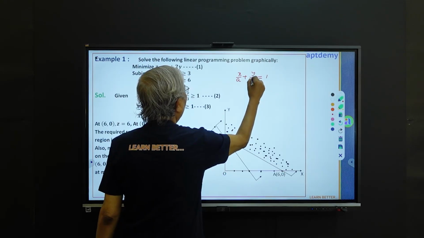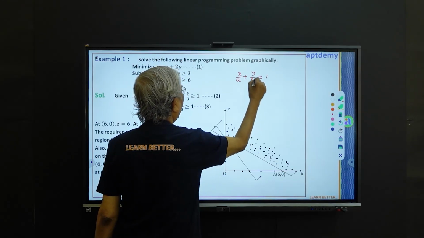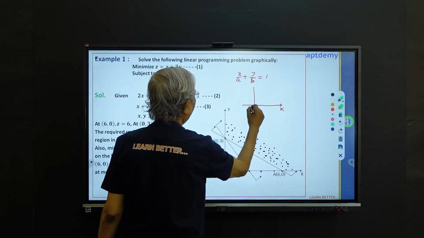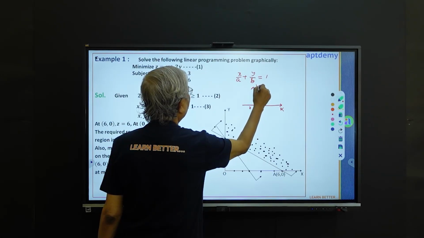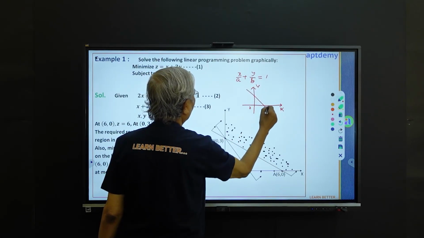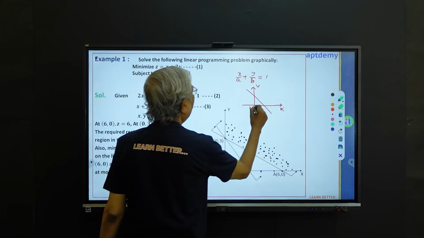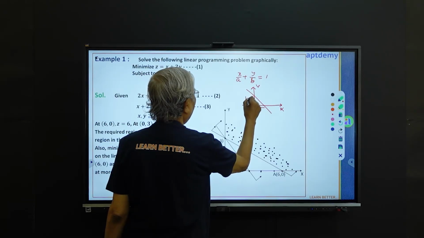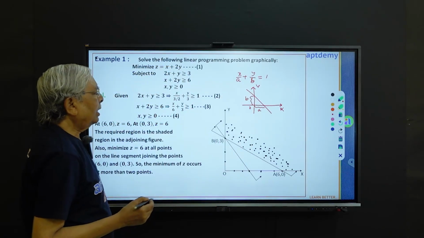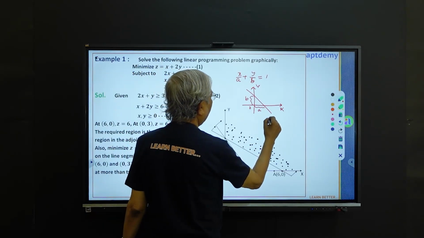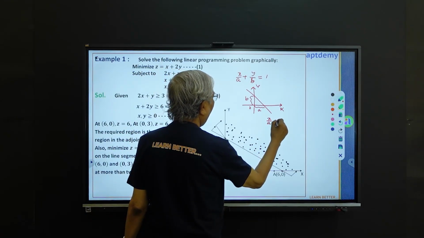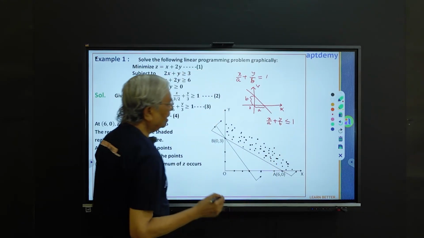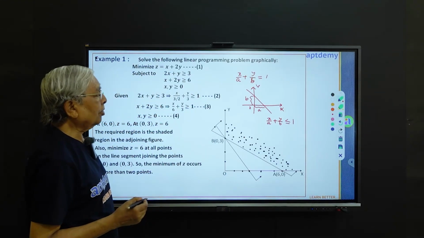x by a plus y by b is equal to 1. This is the intercept form of a straight line where a and b are the intercepts on the axes. This is the x-axis and this is the y-axis, and this is the line x by a plus y by b equal to 1. This is the x-intercept and this is the y-intercept. So if I have an inequality like x by a plus y by b less or equal to 1, this indicates a region towards the origin.